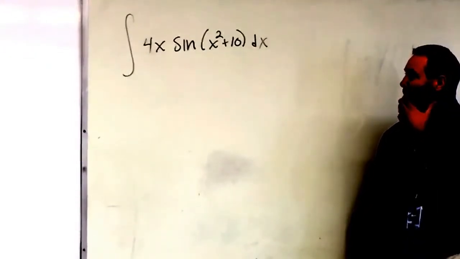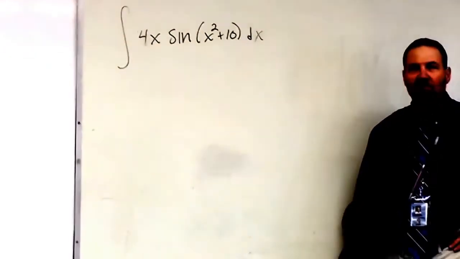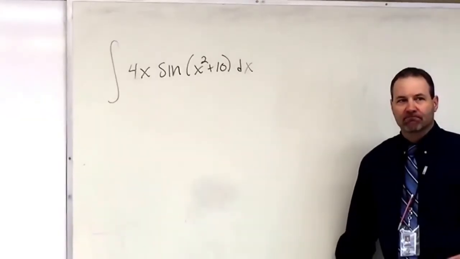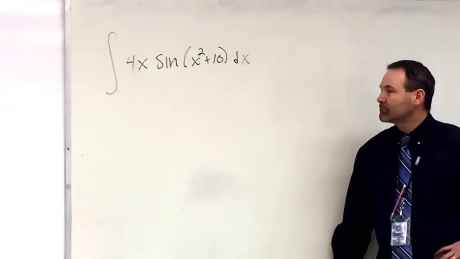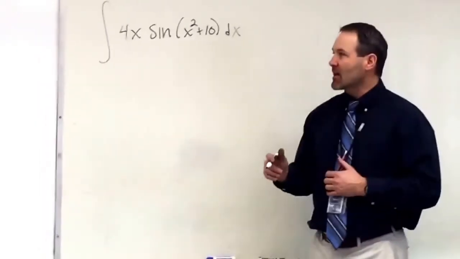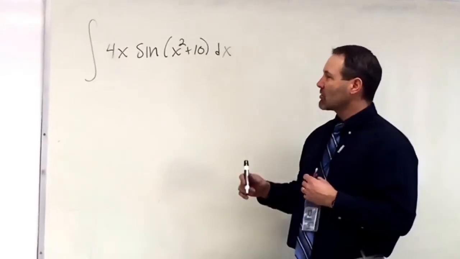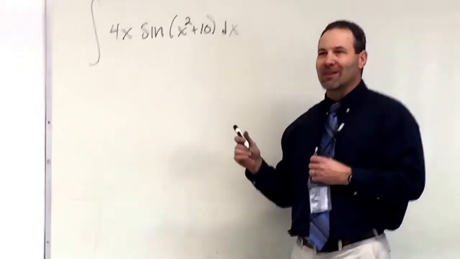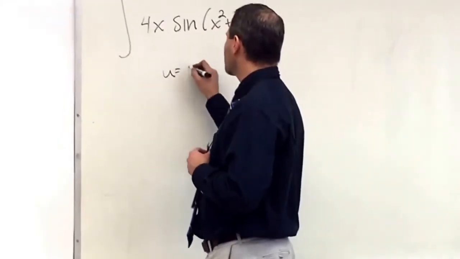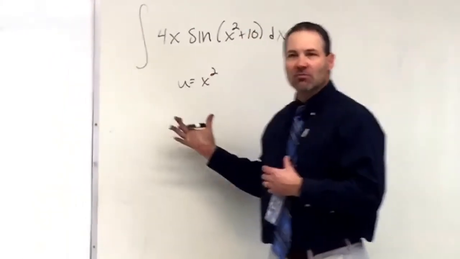Like that. Okay, so step 1 is to choose our u. We have to choose specifically what is u. So remember, u is generally a quantity inside a parenthesis, or it might be an exponent or a square root. So what do you think u might be? X squared plus 10. So let's say u is x squared plus 10.